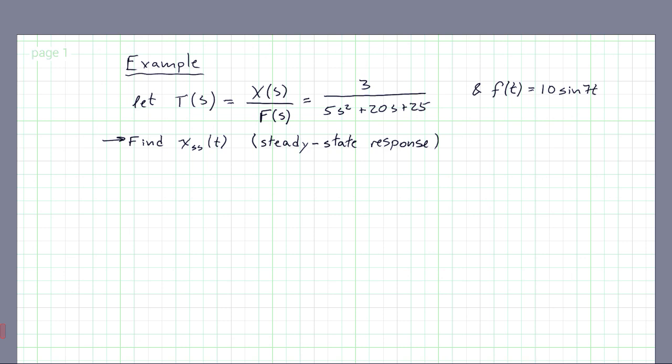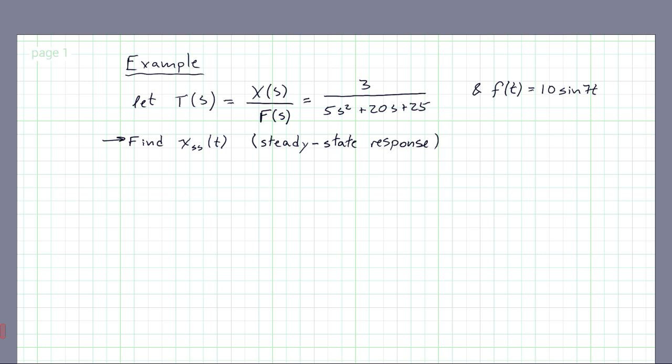We are given a transfer function. So this transfer function is a x over f, and it's a polynomial. It's a ratio of polynomials, actually. We'll be dealing with transfer functions later, but in general, a transfer function will basically relate the input, which is a force, to the output, which is a displacement.